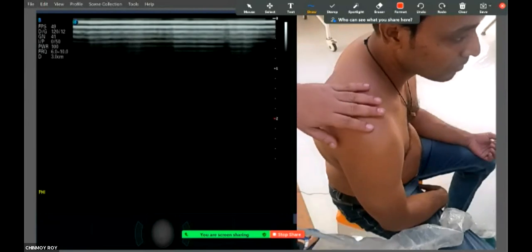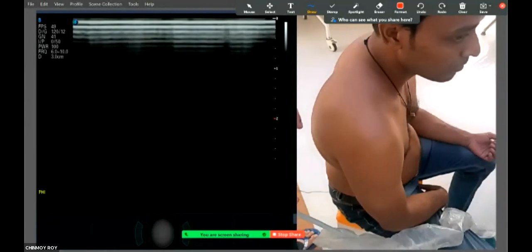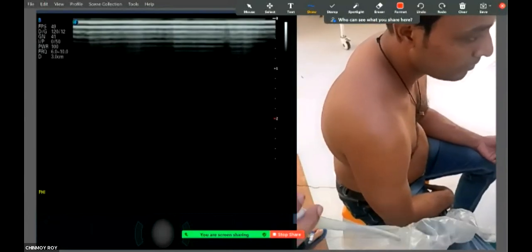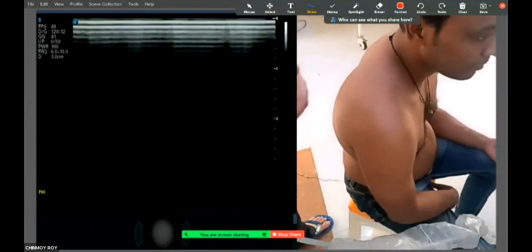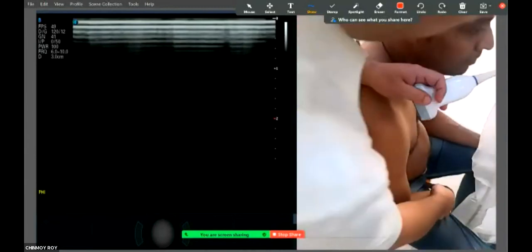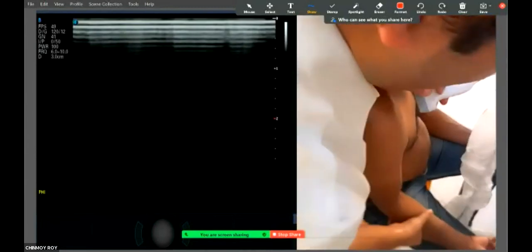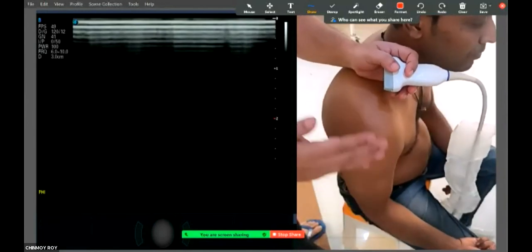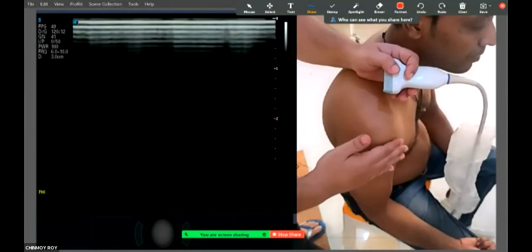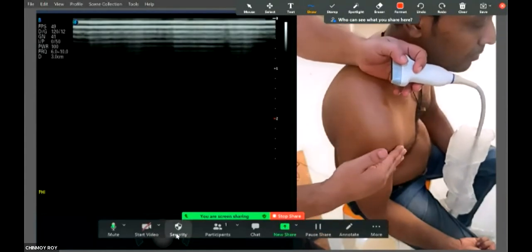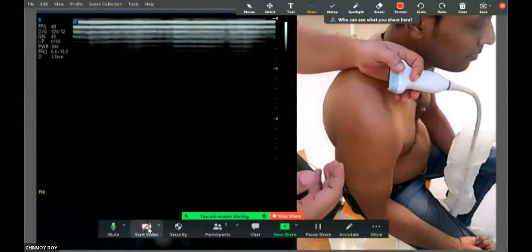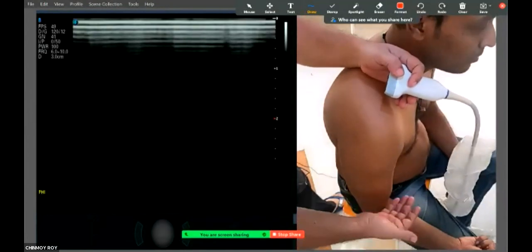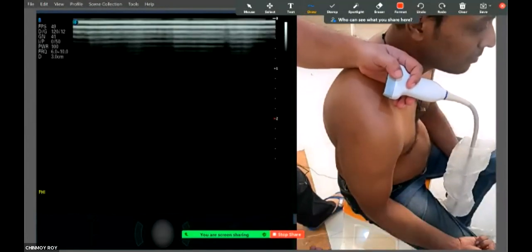So anyway, for the shoulder, most of the time we will do ultrasound in a sitting position. And then what will be the hand position? There are multiple hand positions, so we will start in this position. When we start the ultrasound of the shoulder, his hand will be like this, flexed 90 degrees at the elbow.